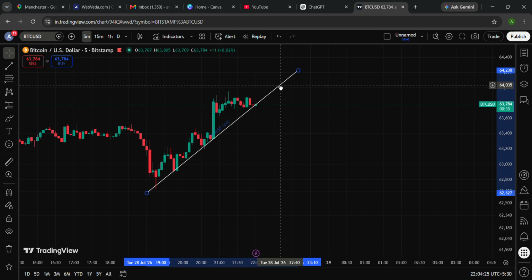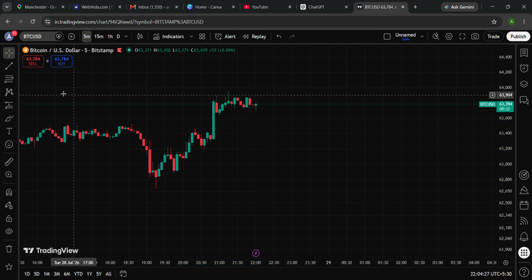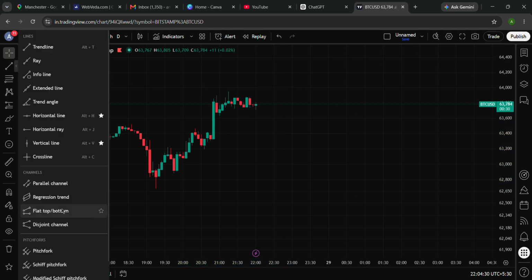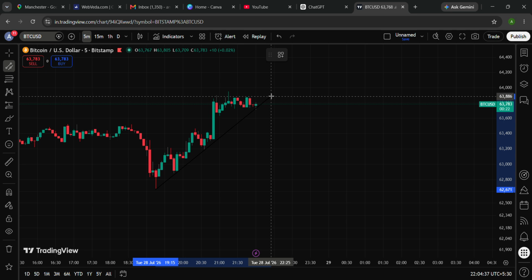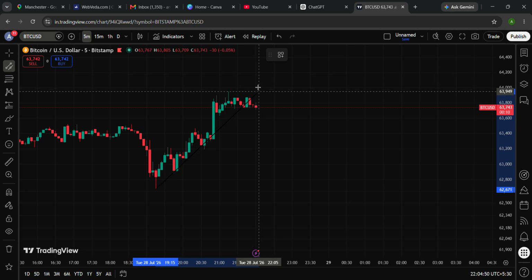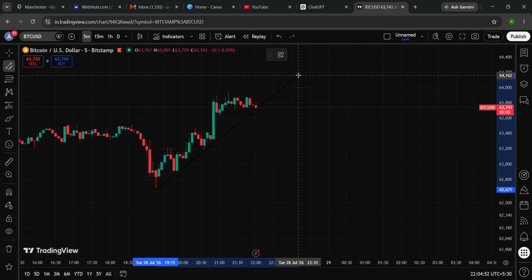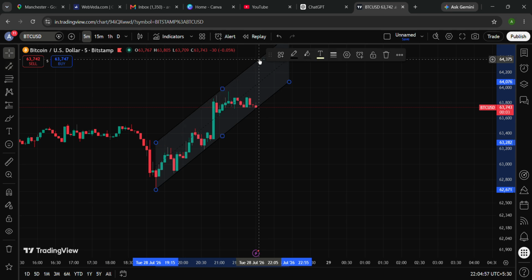If you do not want to use this horizontal line, you just have to come to the parallel channel section and click on it. Similarly, the way we draw the trend line, you just drag it up. I think you will not see it because it is currently on dark mode. So that is exactly how you can put your channel like that.